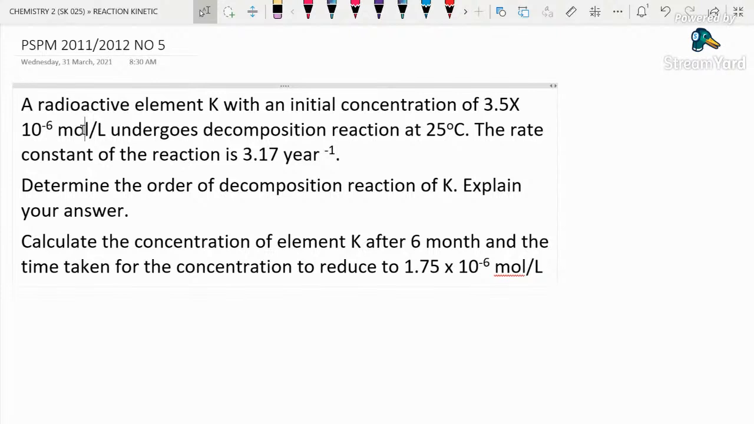Okay, how do you know it's first order? How does Azri know it's first order? Okay, why did you say that it is a first order reaction? Because of the unit of K, right? This one, right? Okay, because of the unit for K.